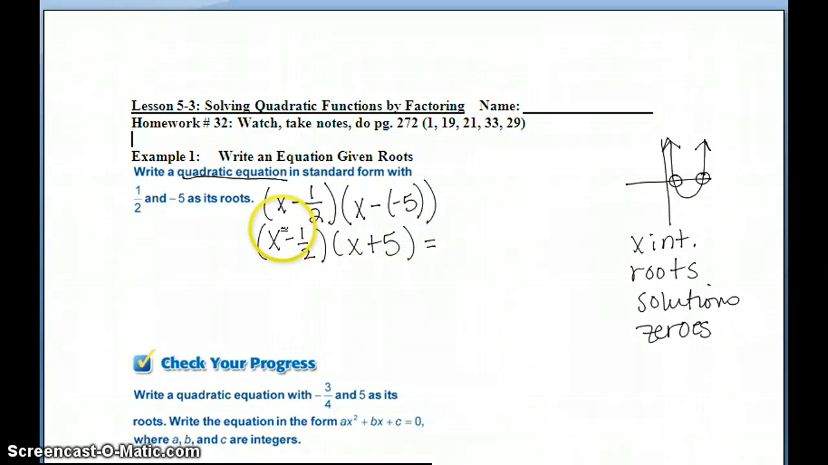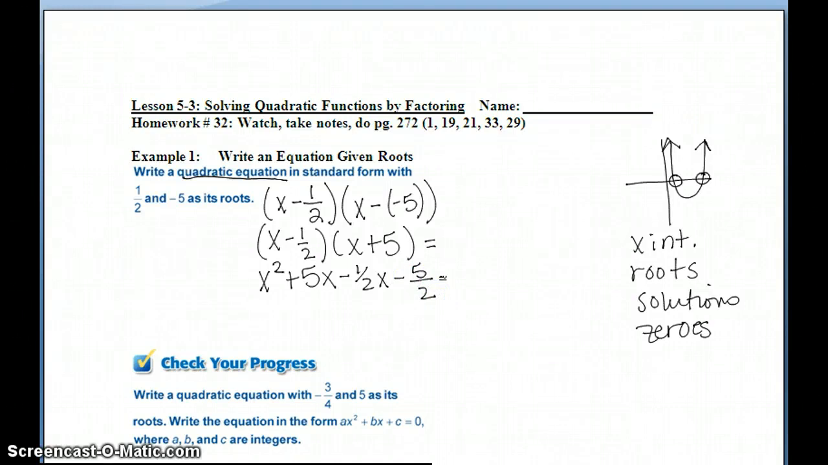So we're going to FOIL this thing, and when we FOIL it and simplify it, we'll have our quadratic equation. x times x is x squared. x times 5 is 5x. -1/2 times x is -1/2 x. And then -1/2 times 5 is -5 halves.